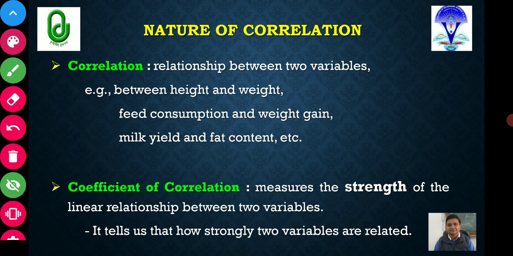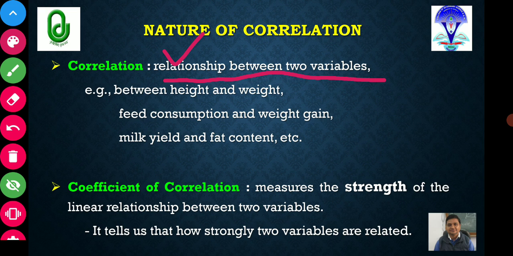So, this correlation is well used both in descriptive statistics as well as experimental statistics. Now, we want to know the difference between correlation and correlation coefficient, or coefficient of correlation. What does correlation state? It is the relationship between the two variables. Example, between height and weight. What is the relationship between height and weight? Or what is the relationship between feed consumption and weight gain? And similarly, what is the relationship between milk yield and fat content?